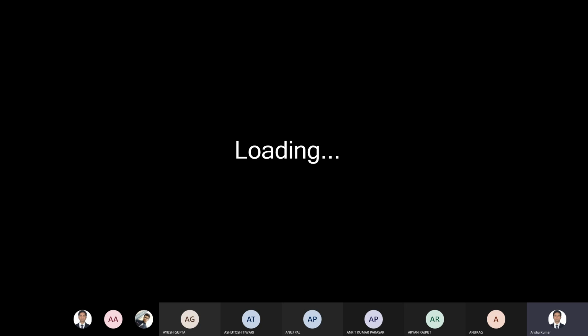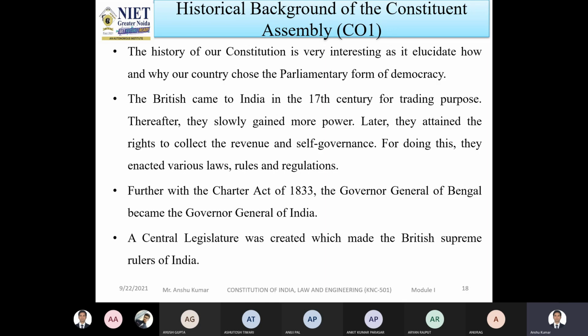The portion is the historical background of the Constituent Assembly, and what are the important points that we have to note about these things. The history of our constitution is very interesting, as it elucidates how and why our country chose the parliamentary form of democracy. There is a different form of democracy, one is the parliamentary form, another is the presidential form of democracy. In the presidential form, parliament also exists.